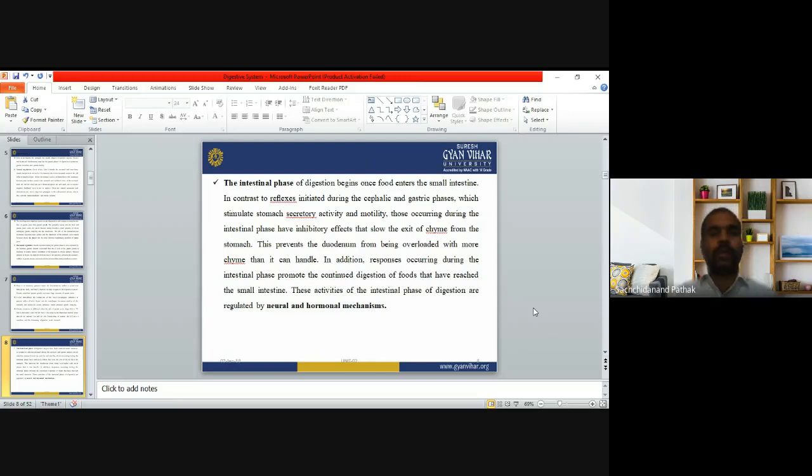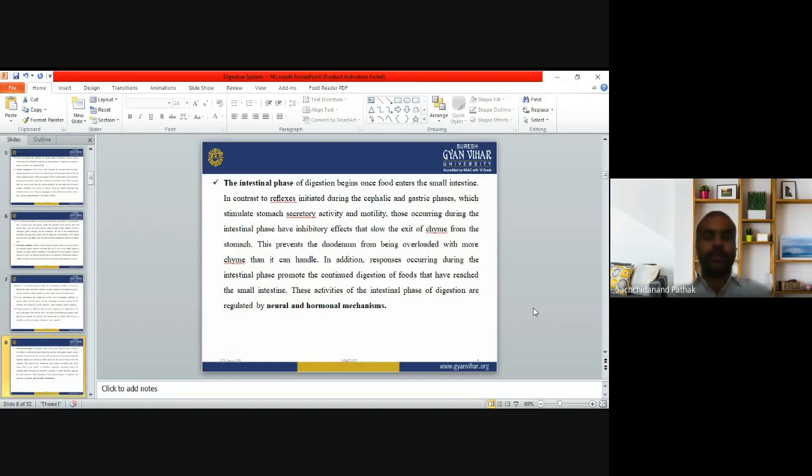So how will it happen? The intestinal phase has the inhibitory effect that slows the exit of chyme from the stomach. So this intestinal phase will put some inhibitory effect on the stomach. So the chyme will be slowly released. This prevents the duodenum from being overloaded with more chyme than it can handle.